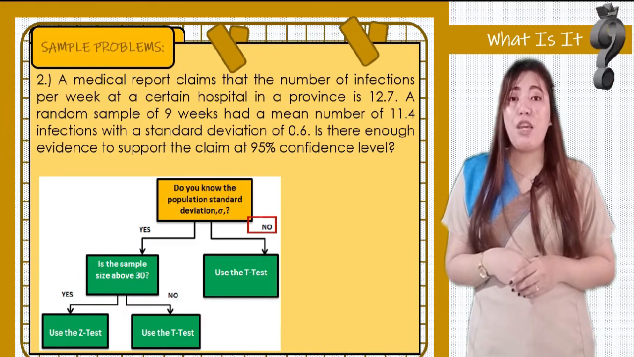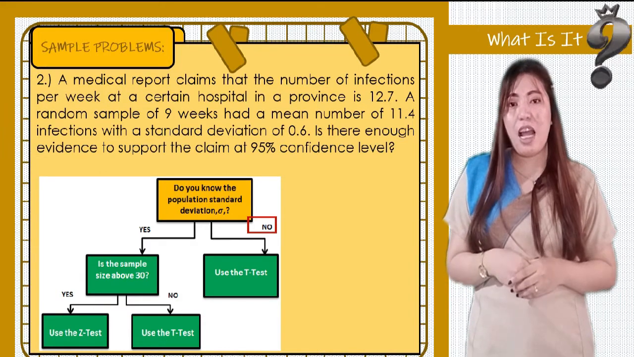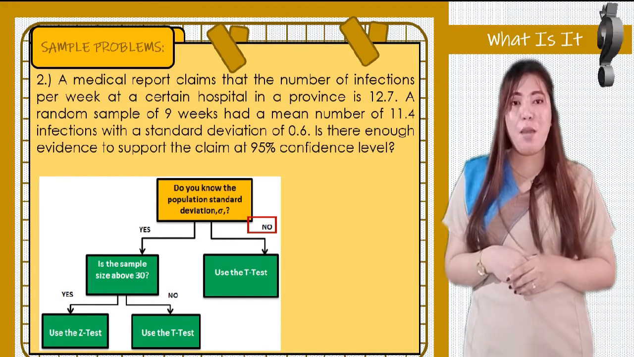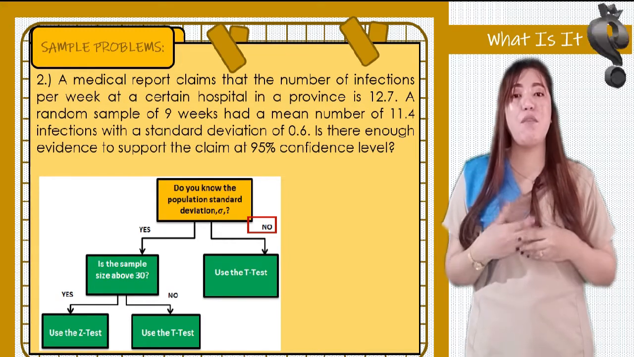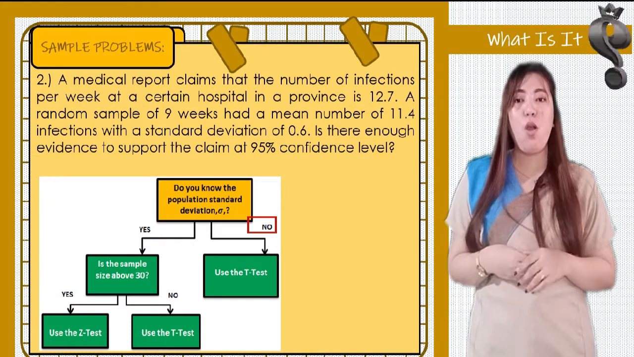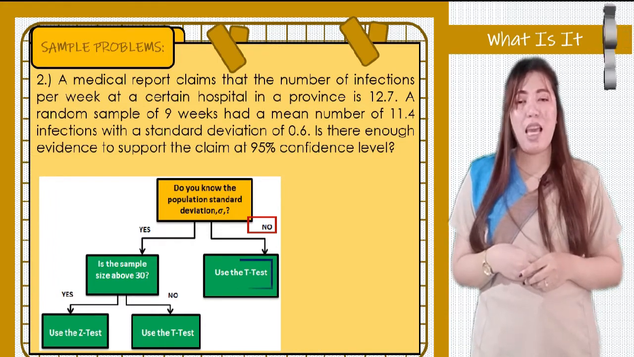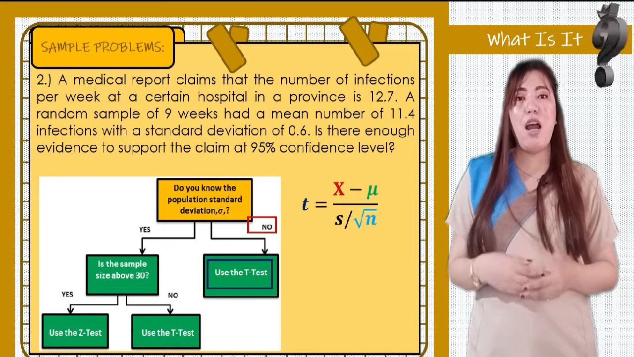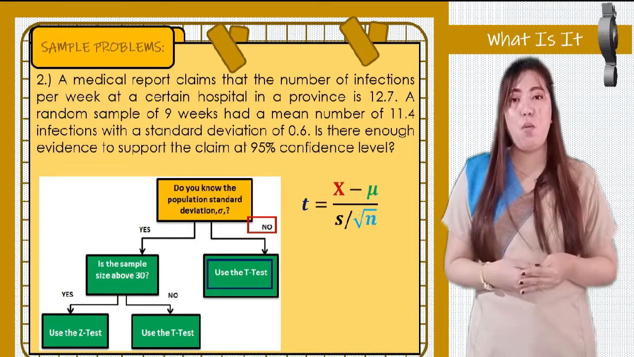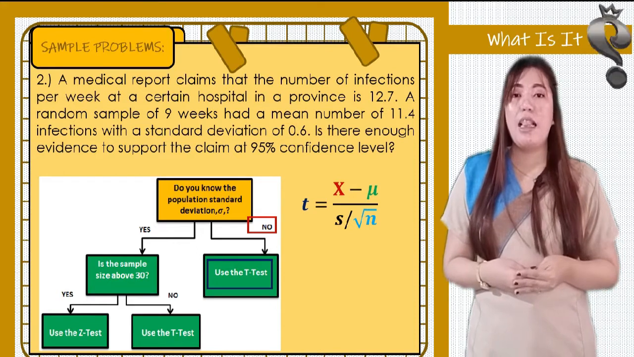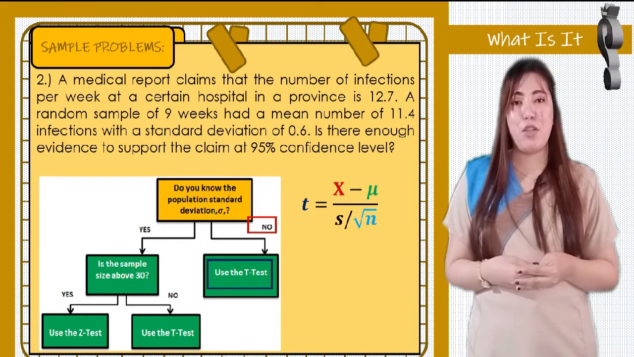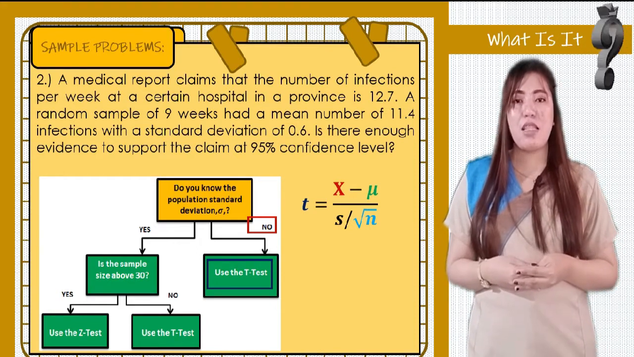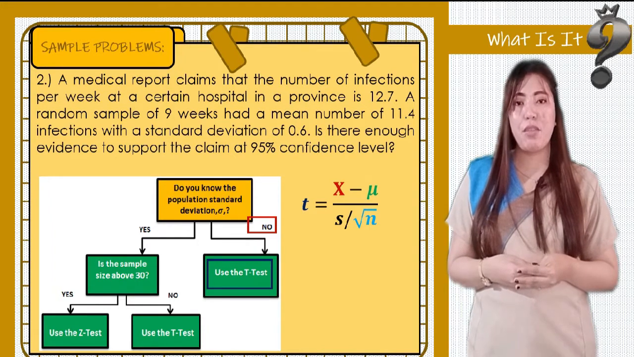No. Given that the sample size is 9, which is less than 30, and the population standard deviation is unknown, we compute for the t-test statistic. Applying the formula for this test value, we have the following. t is equal to x minus mu all over s divided by the square root of n.